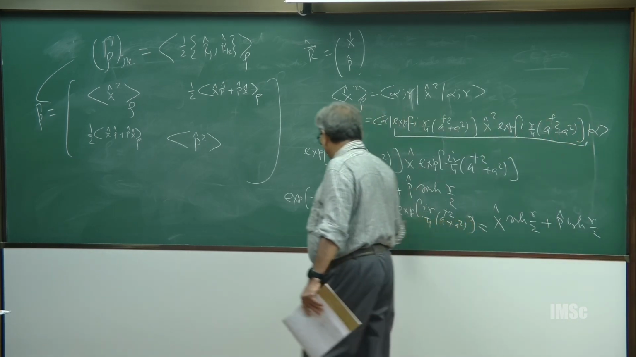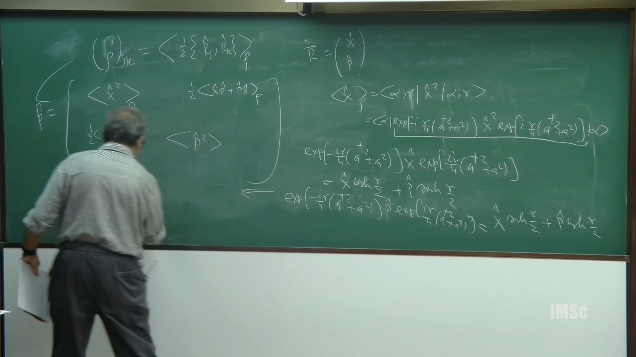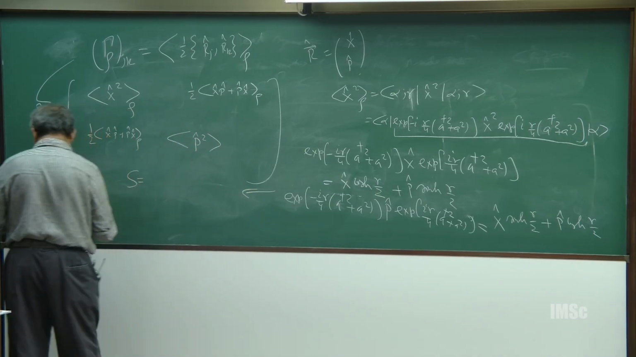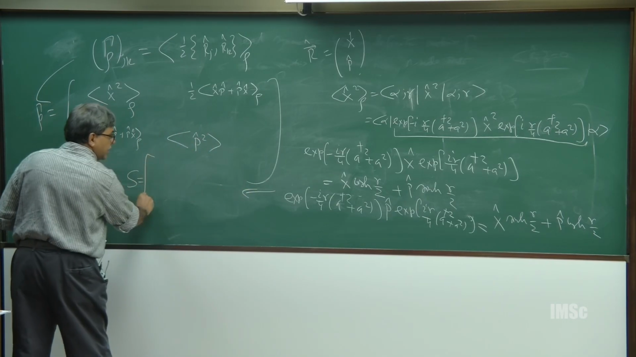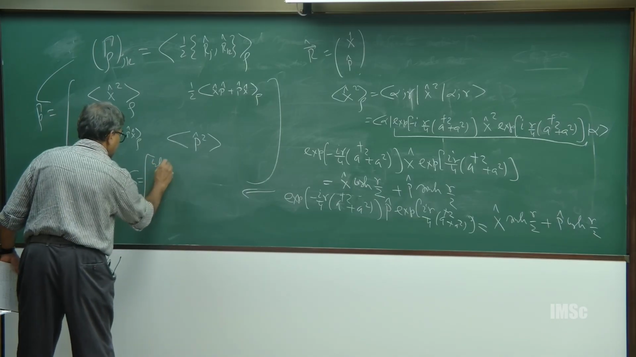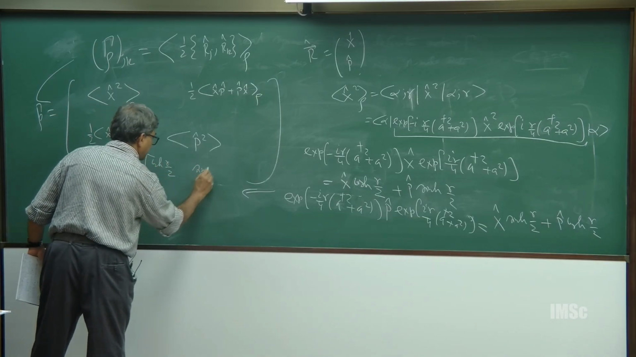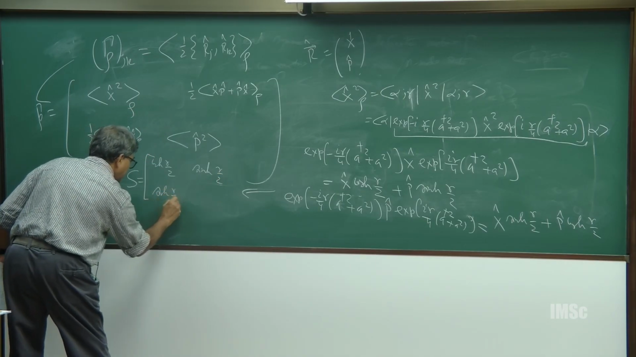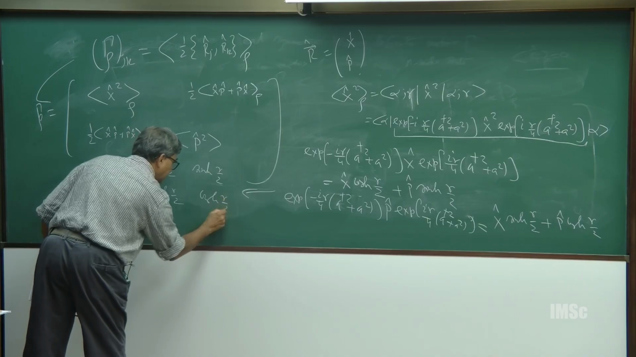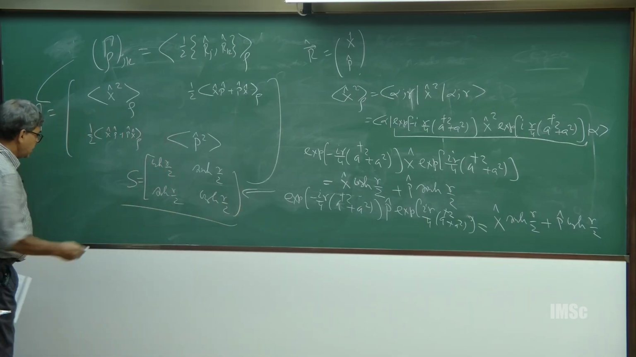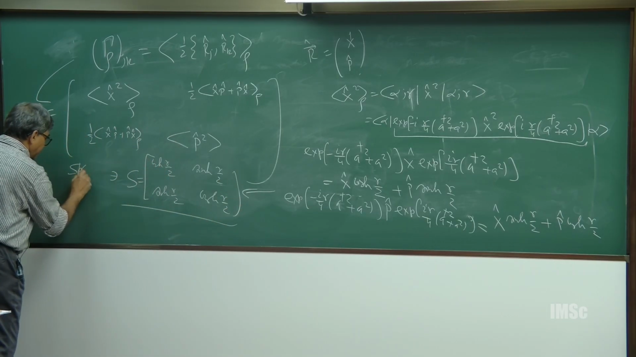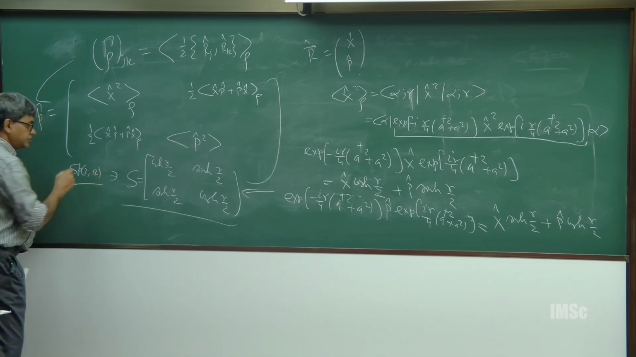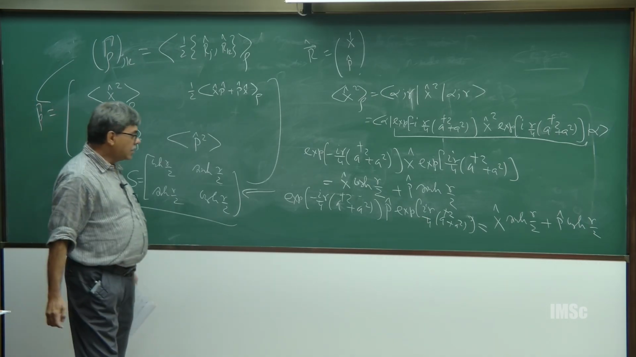So, you see this gives rise to the following symplectic transformation: cosh(r/2), sinh(r/2), then sinh(r/2), cosh(r/2). This is the symplectic transformation, and this is an element of Sp(2,R).